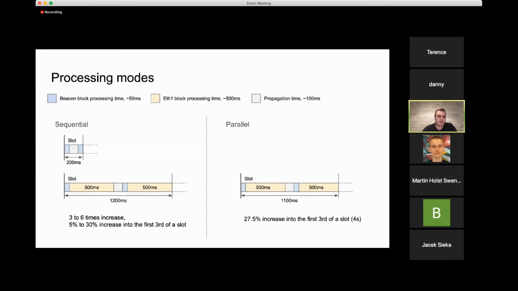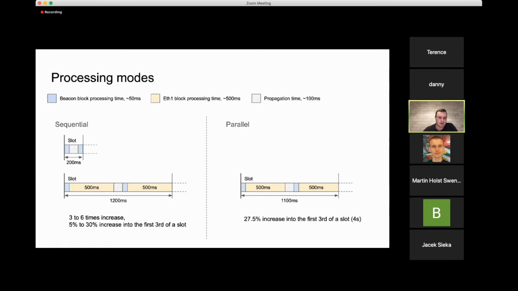We have a 3 to 6 times increase in producing, propagating, and processing the block by the entire network. And what to pay attention to here is that we have to do all these 3 parts of the block dissemination within the first third of a slot, to allow attesters to attest to the most recently produced block.